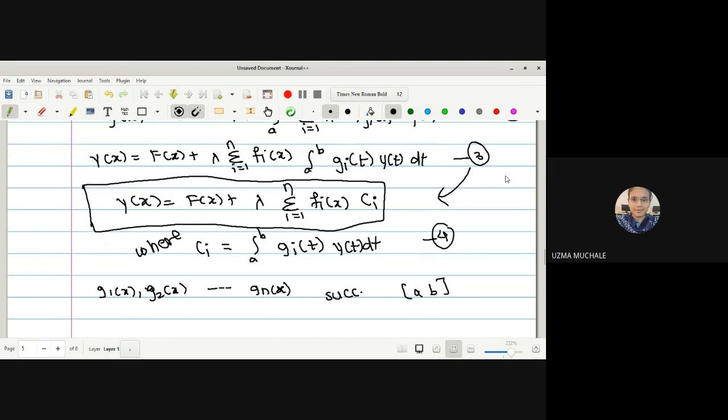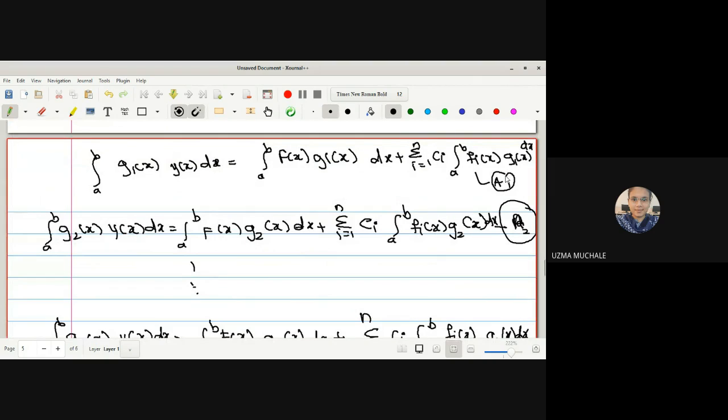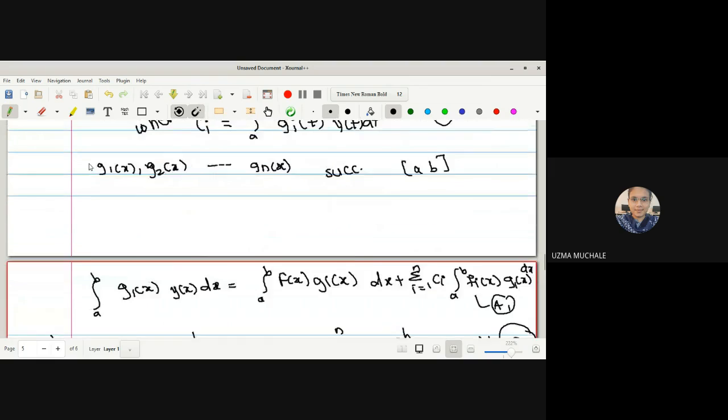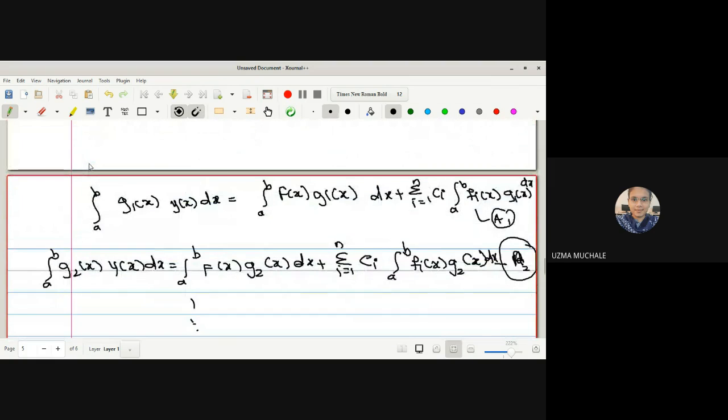Equation 4. Okay. So here from this, in these equations we have on the LHS g1 of x y of x dx, g2 of x y of x dx. So what are these LHS? These are nothing but your cis. From equation 4 you can see c1, c2, c3 and so on. The next thing we have done in the last method is we have written the value of this. This is fi of x g1, fi g2, fi gn and so on. Here this fi is fixed and g is varying. So here we have renamed this as alpha ji.